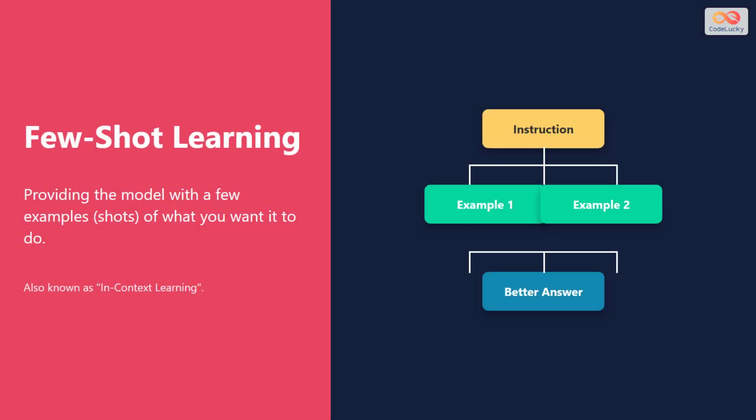This is where few-shot learning comes in. Also known as in-context learning, this technique involves giving the model a few examples, or shots, of the task you want it to perform. You are essentially teaching the model the pattern you want it to follow right inside the prompt.